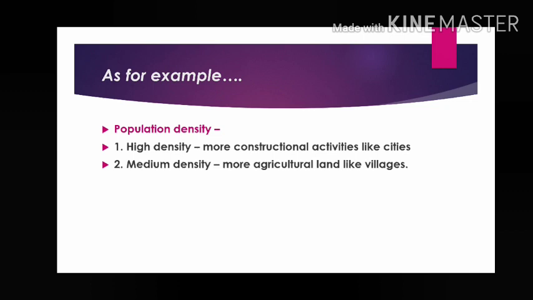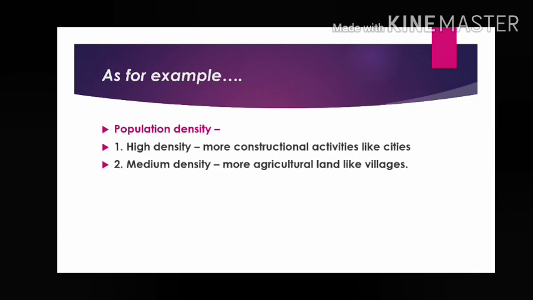If population density is less, that means what? The need of human beings is also less, and that's why construction activity is less, agricultural activities will be there. So high density is in cities, and medium density is in villages. Clear? So if any place has high population density, this area is mainly used for constructional activities, construction of buildings, roads, railways, like cities. If any place has medium density of population, that means vacant place is present, construction activity is less, that's why more agricultural land, like villages.